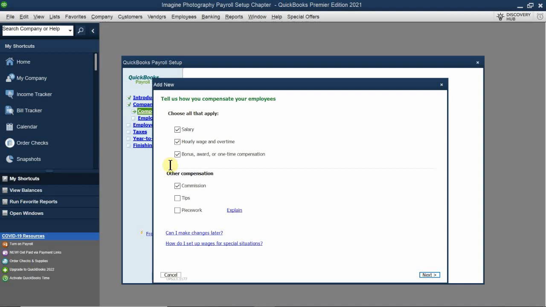Okay, so I got commissions, I got bonuses. In this case, maybe I'll take off commissions for now. We'll do bonuses and we'll do hourly and salary.